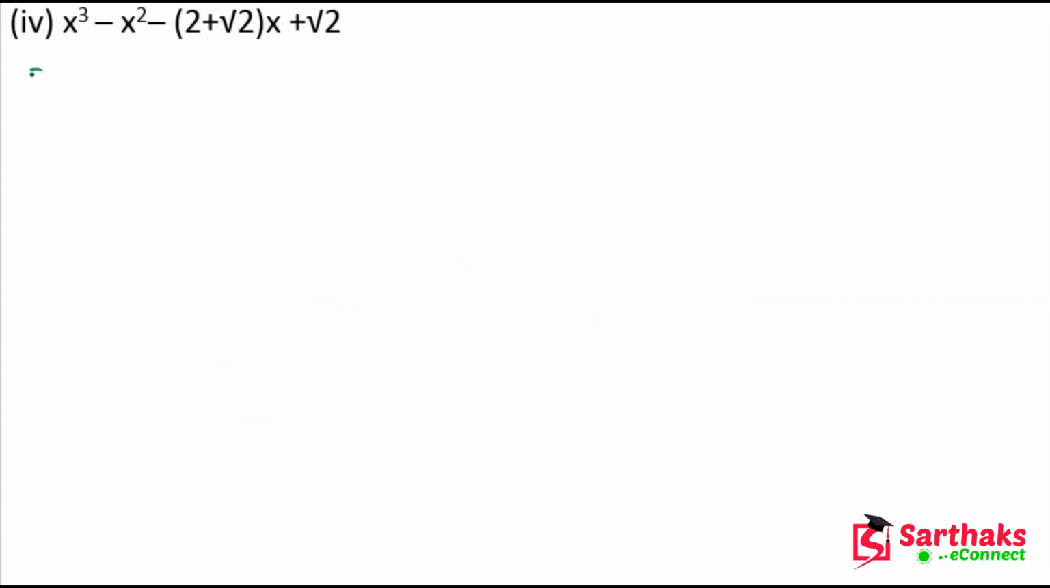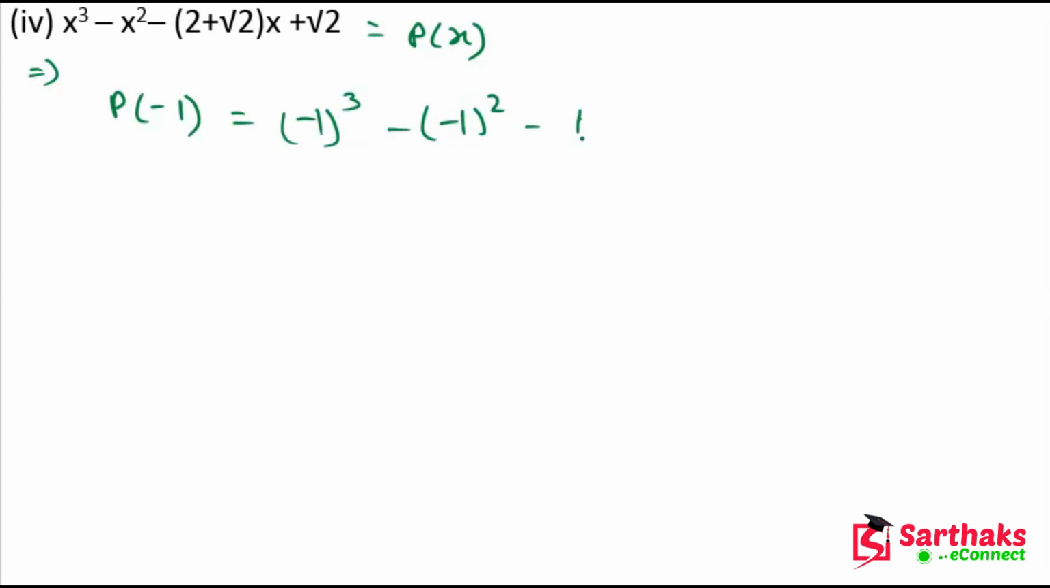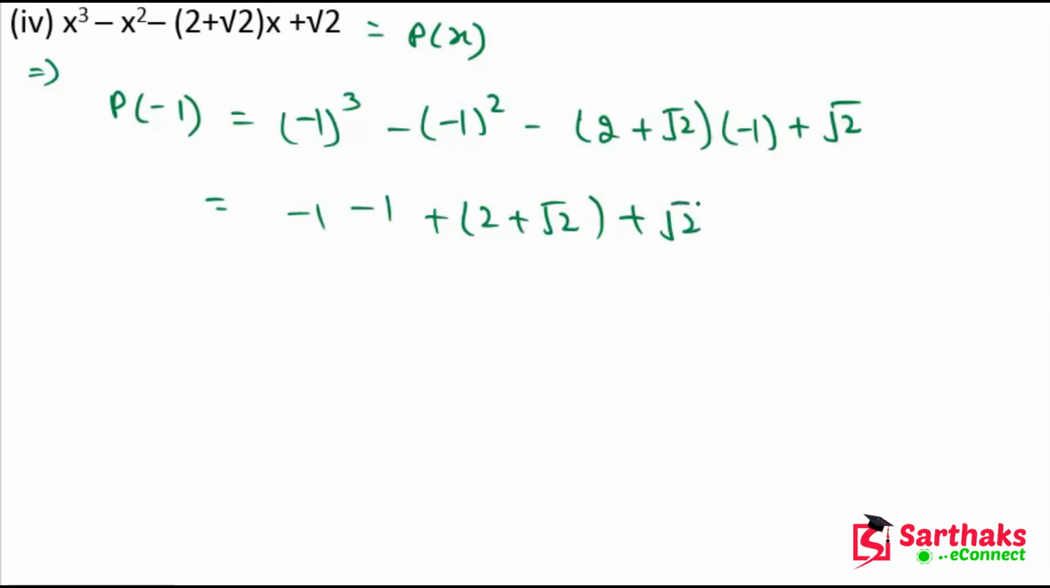So now we have p of x, and we have to find the value of p of minus 1. So we get minus 1 cube minus of minus 1 square minus 2 plus root 2 times minus 1 plus root 2. This will become minus 1, and this is minus 1, and this minus will be plus. So here we get plus 2 plus root 2 plus root 2.